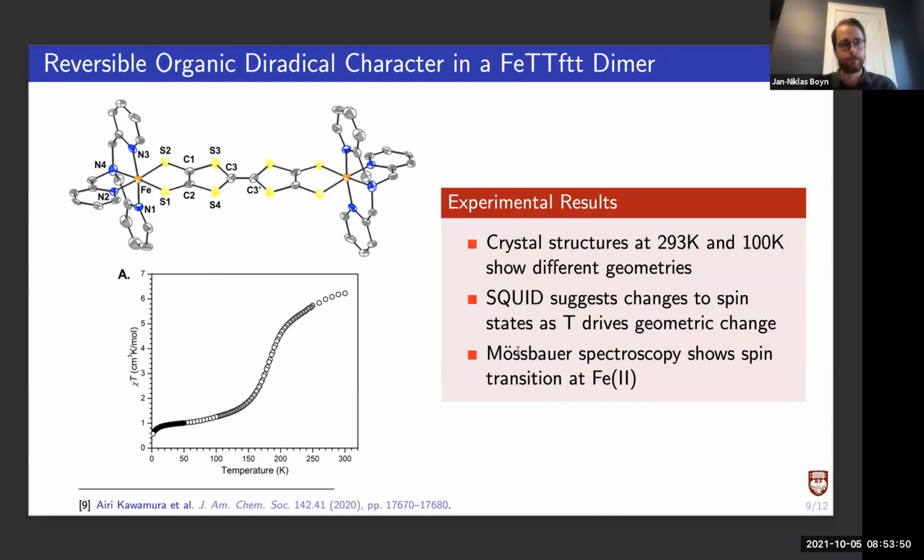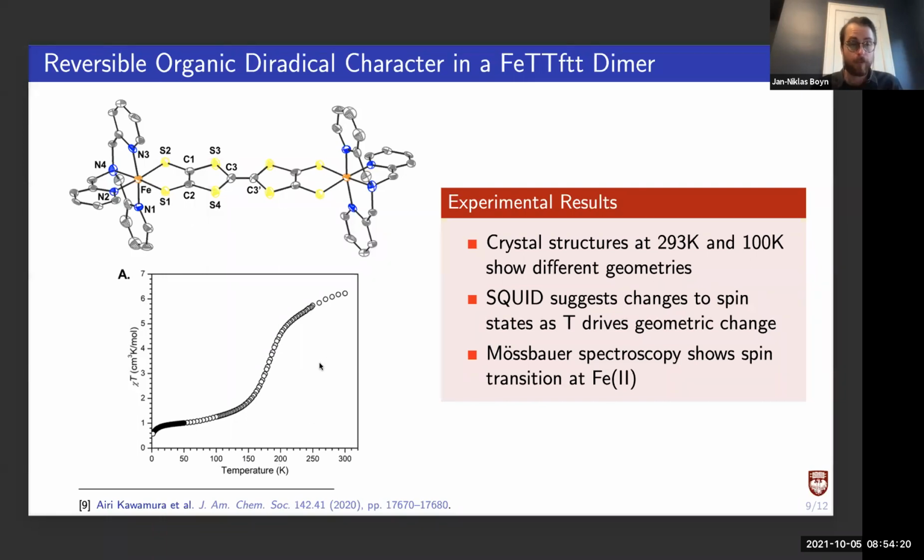All right, now next I would like to move on to this iron TTFTT dimer. This is a very interesting system that's been synthesized by Anderson's group as well. They synthesized this, ran some spectroscopy on it, and were just baffled by what they saw. Looking at the magnetic susceptibility, they got this kind of S-shaped curve, which really suggests that there's some sort of spin crossover happening in the 150 to 200 Kelvin range.